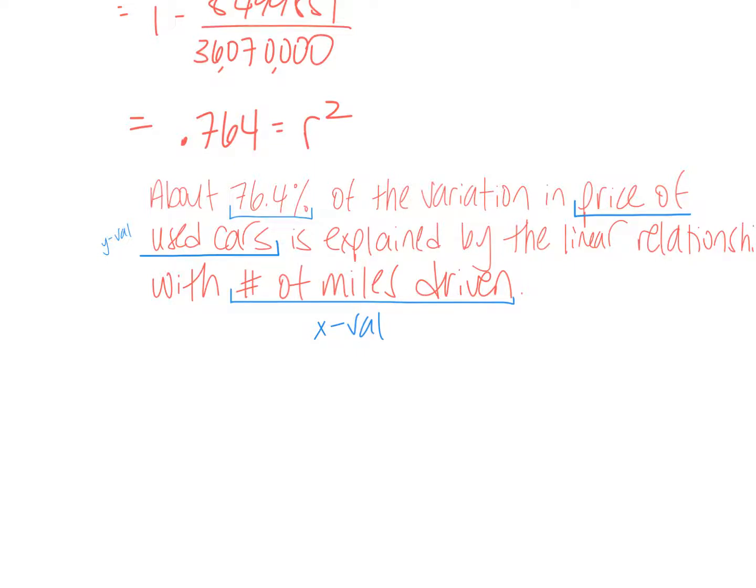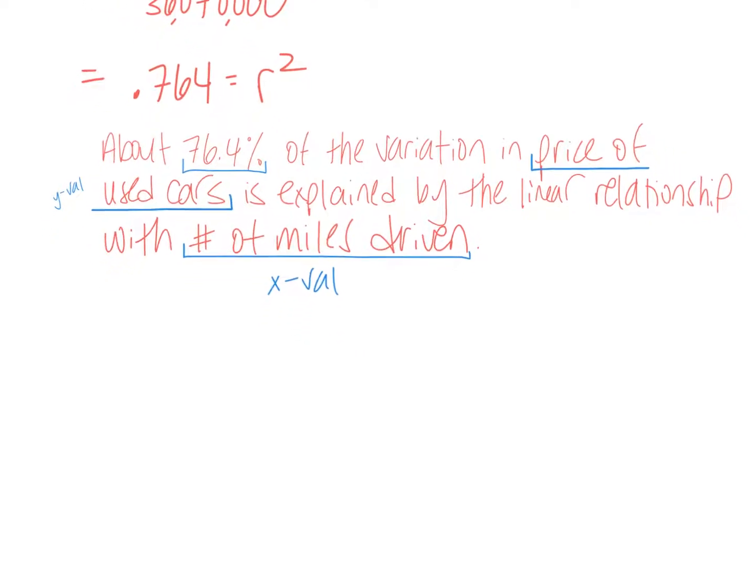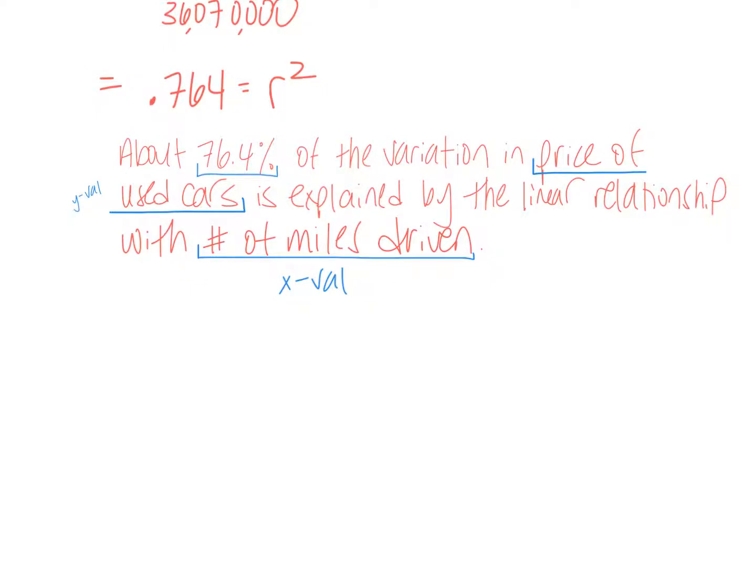I'm always adding context whenever possible into these, which is why I underlined in blue what would change depending on the question. But you're taking your r squared value, it's a percent, and then it explains the variation in the y value. Those y values didn't all fall perfectly on that line. There was some variation. And 76.4% of that is explained by the linear relationship with the number of miles driven. So there's also other stuff that goes into the price of used cars. Our r squared value is not 100% because you can't explain the price of 100% of the cars based on miles driven. There's other stuff that plays into it.